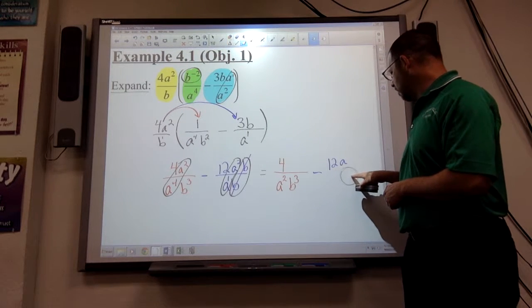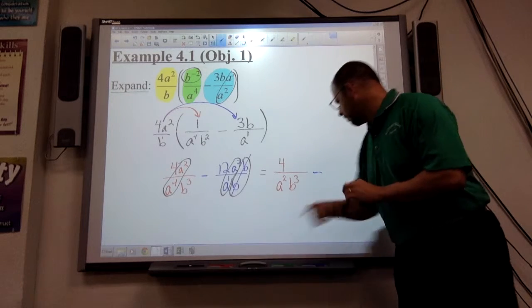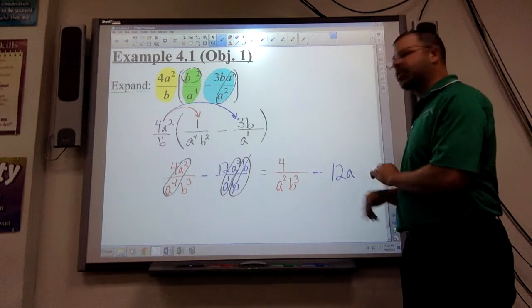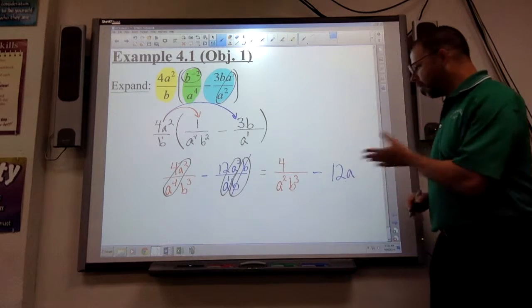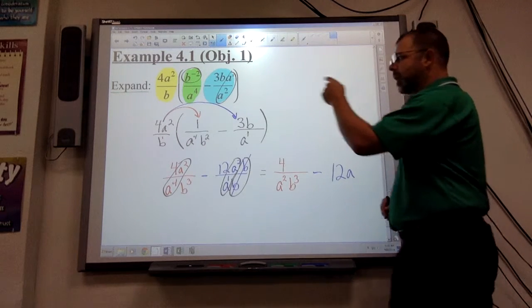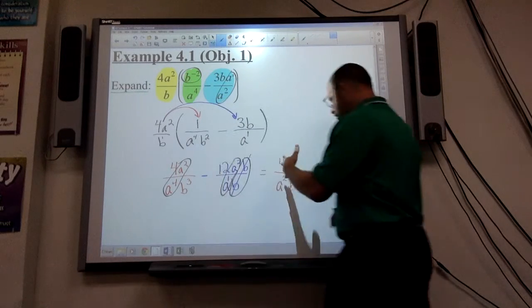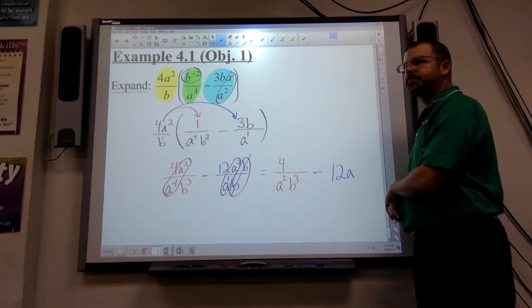In this case, the 12a just ends up being a non-fraction, so we can actually write it as a non-fraction. That's fine. If you put it over 1, it's still right. So take your pick. That's what we're looking for. And that's what expand means. We're going to take a single object times multiple objects. We should end up with multiple terms, usually.